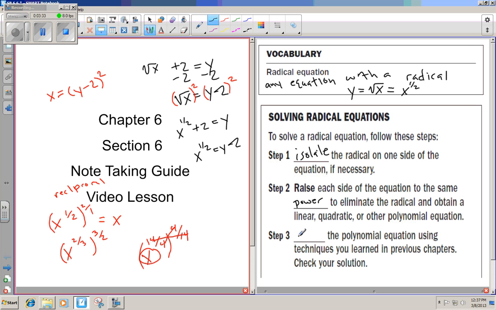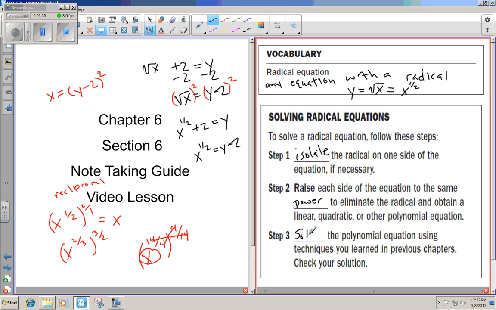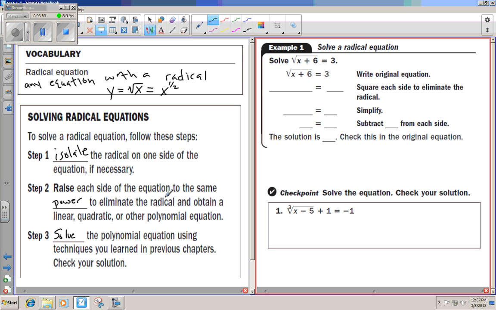Then step 3 is to solve the polynomial equation using techniques we've learned from previous chapters. So you may have to FOIL, you may have to multiply, you may have to add or subtract. There's a lot of different things you may need to do. And we'll see lots of examples of that today.